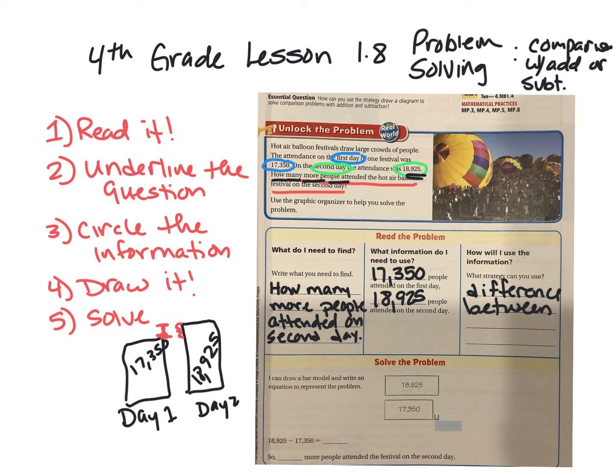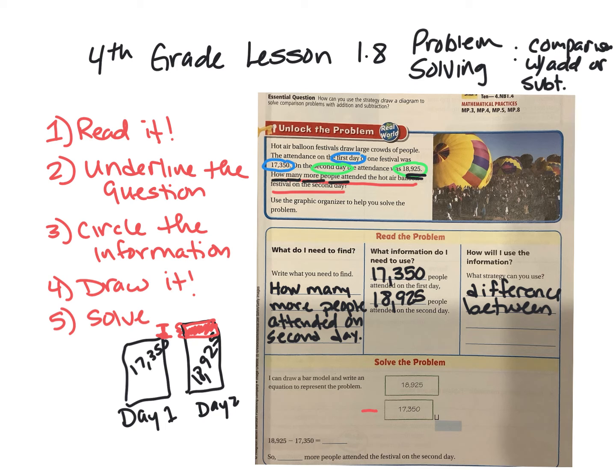And I know that the difference between those two numbers, this amount right here, is what I'm trying to find. How much more than the previous day there was. I know difference between them is a subtraction problem, and so they've lined that up for us here. And now we're on the solve.